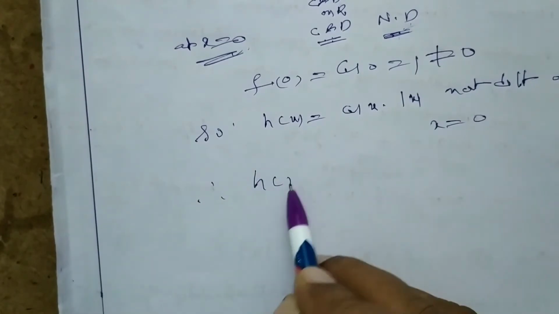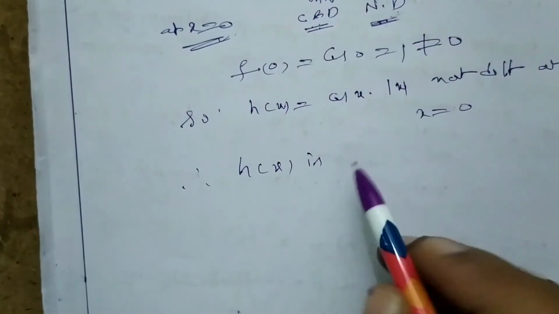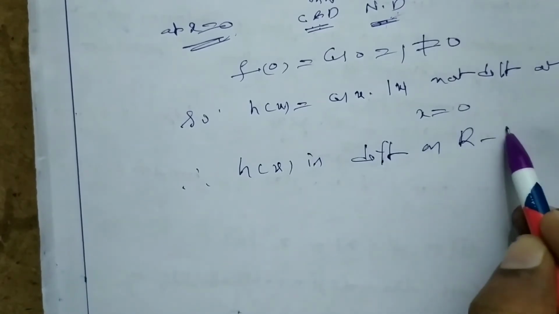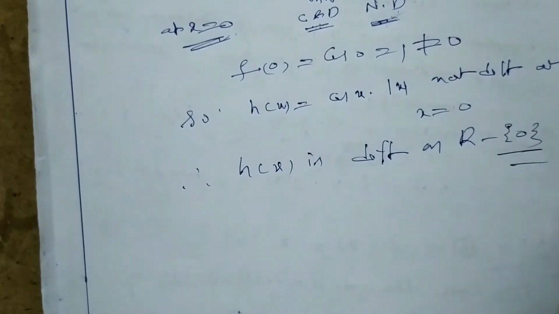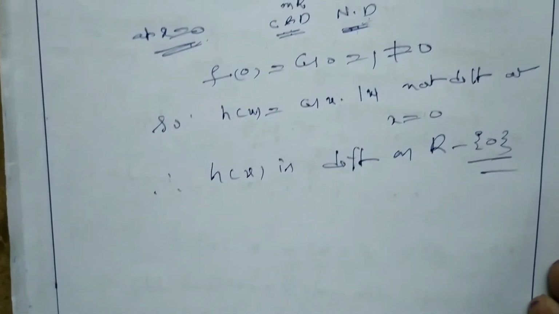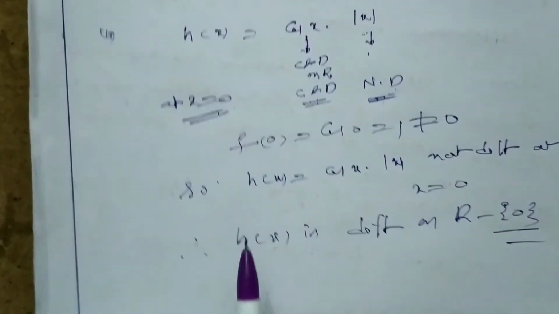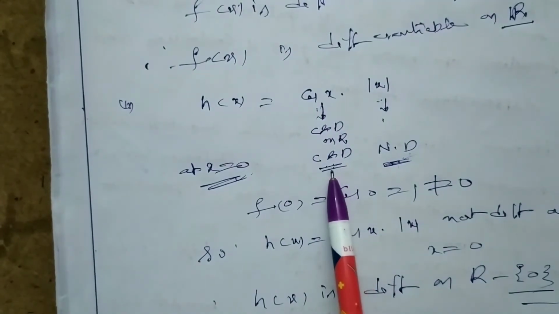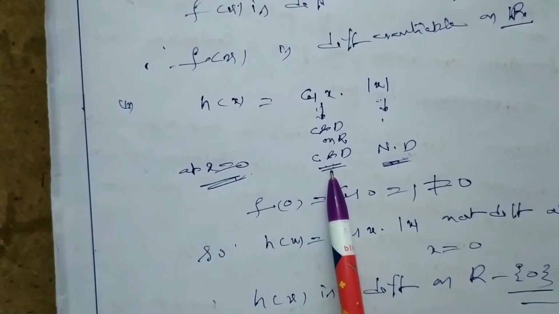Therefore it is differentiable except 0, for all points it is differentiable. Therefore h of x is differentiable on R minus 0, as it is not differentiable at x is equal to 0. Why? Because the first function cos x is not equal to 0. It should be equal to 0 to be differentiable at that point only.